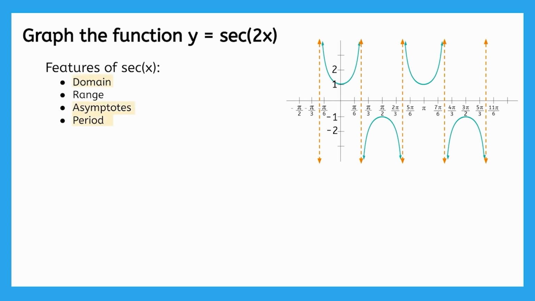The domain, asymptotes, and period all change when the function undergoes a horizontal compression. Pause the video and see if you can define each of these features for this function.